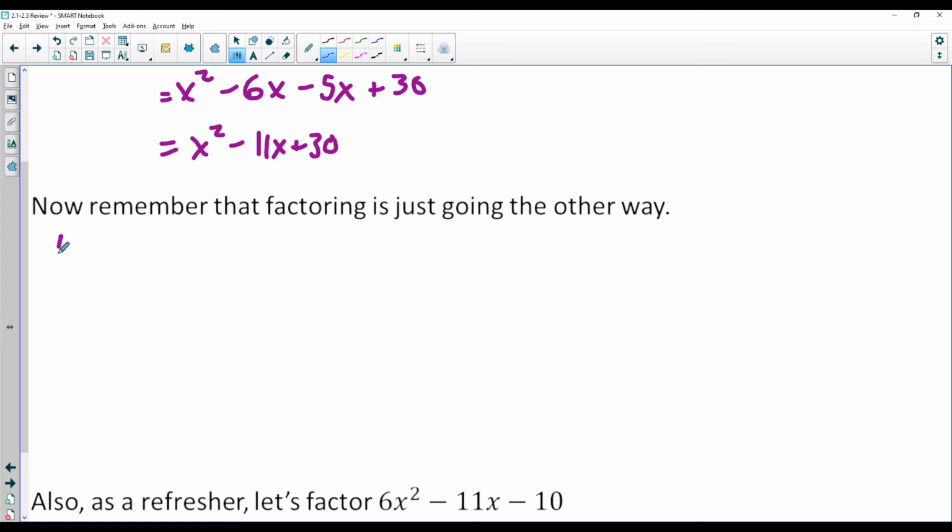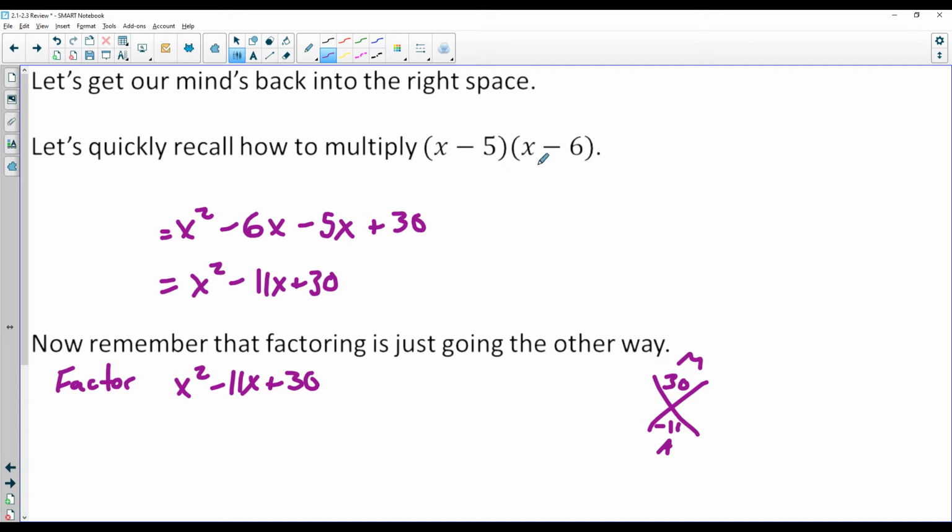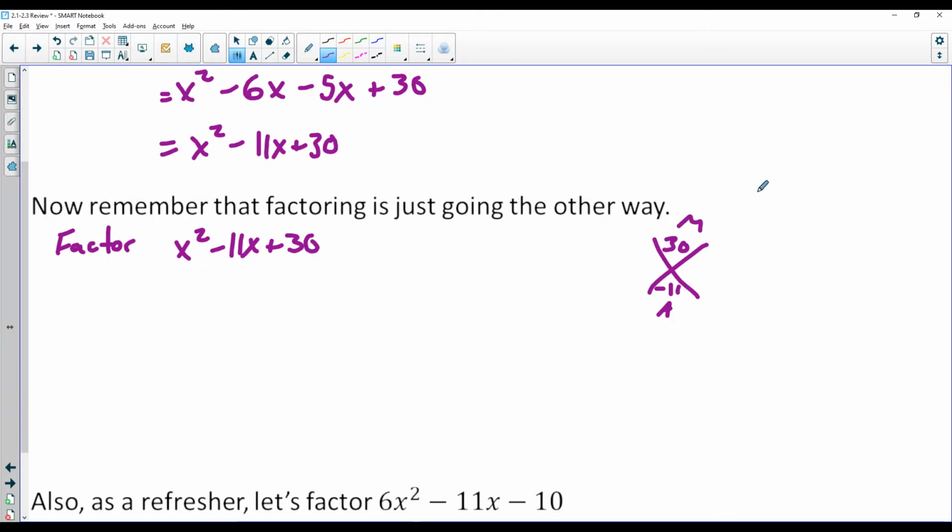So if I told you to factor x squared minus 11x plus 30, we would do that thing where we make our x and we say we need to multiply to that last number 30 and add to the middle number negative 11, because that's what happened when we multiplied these out, right? We got this plus 30 from multiplying these last two numbers, and then we got this negative 11x from adding negative 5 and negative 6. So that's why we're following that pattern in order to go backwards.